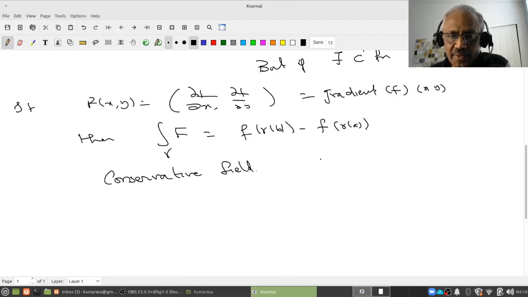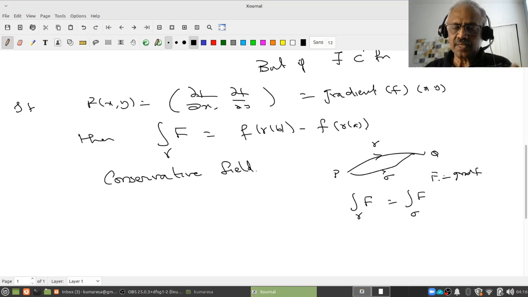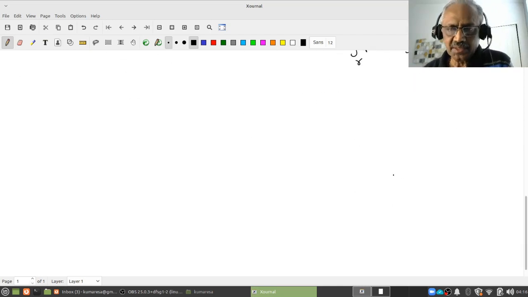Therefore, for a conservative vector field, if I have two paths, this is one path gamma 1, this is another path gamma 2, going from the point P to Q, this is sigma, right? The integral of F over gamma is the same as the integral of F over sigma, because my F is the gradient of f. It's a conservative vector field because it depends only on the endpoints. Therefore, it is little f at q minus little f at p. That's it, independent of path. This is what we want to look at.